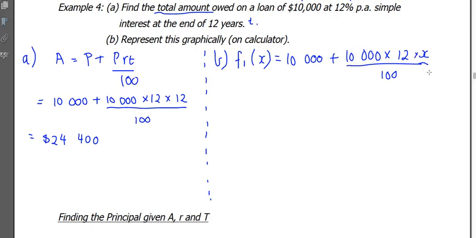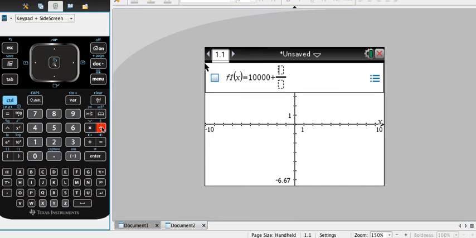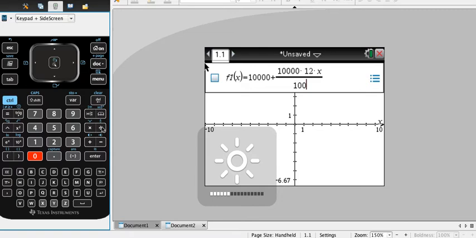So what I'm going to do is type this into the calculator. We're going to have a look at it graphically. And obviously we're expecting a straight line, aren't we? Because I did warn you earlier that that's what the simple interest graph looks like. So I'll just put this up so that we can see it quite clearly. Okay, 12 times X, and that's over 100. And I accidentally, there, that's better.